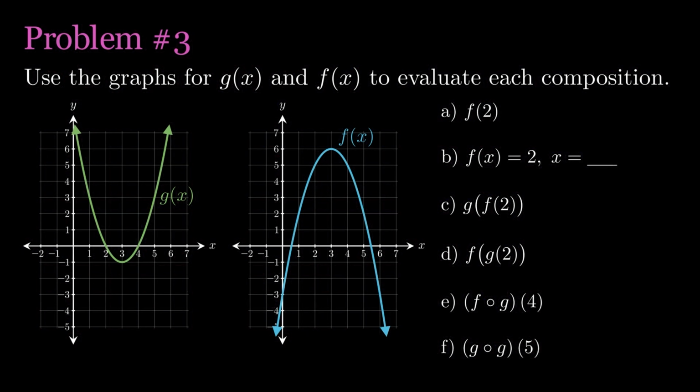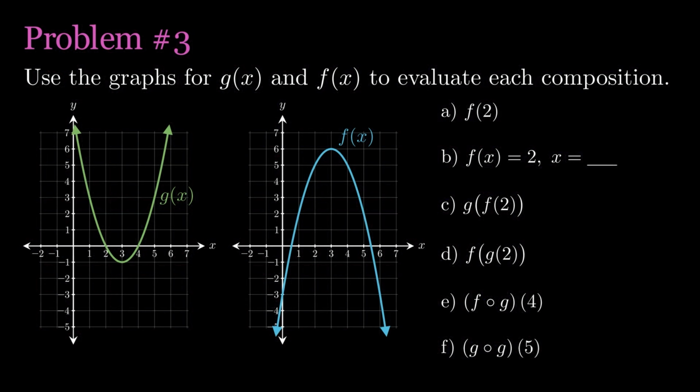Well, not all of them are compositions, because the first question is about evaluating just the function f at 2. The second one is actually asking us for what x is f of x equal to 2, and then the rest are compositions using different notation. So let's start with part A, where we are evaluating f of 2.